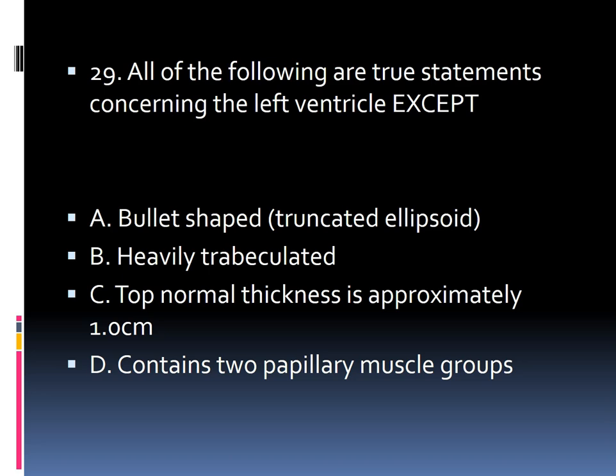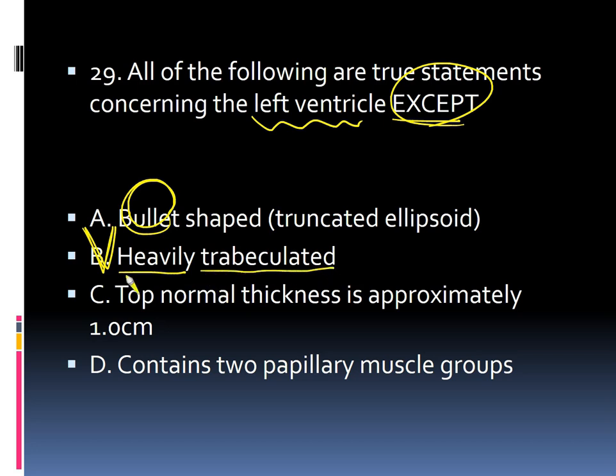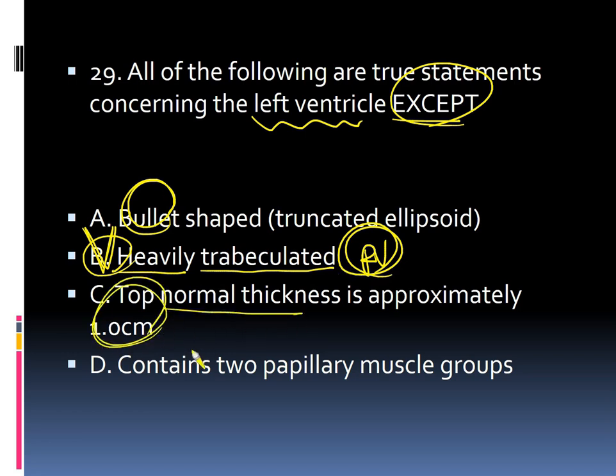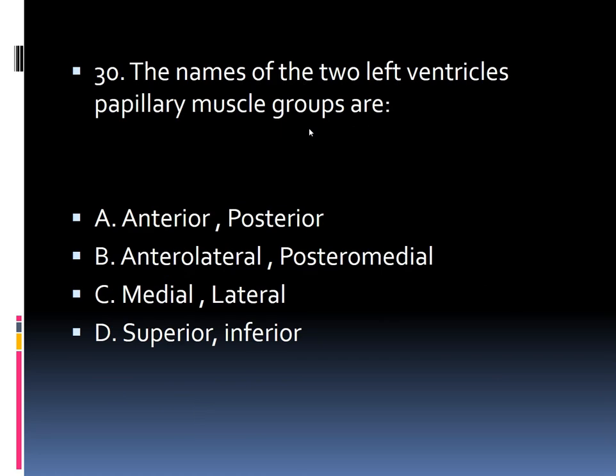Next, let's look at question 29. This time it's asking about something that is not related to the left ventricle. Option A is correct. If you look at option B, it's something that was previously explained as being related to the right ventricle. So option B is an explanation of the right ventricle, which means it's not related here. The normal thickness is 1.0. Next, there are two groups of papillary muscles included in the left ventricle. So through this question, you can see that options A, C, and D are explanations about the left ventricle, so you can organize the information accordingly. Let's move on and look at the next question.